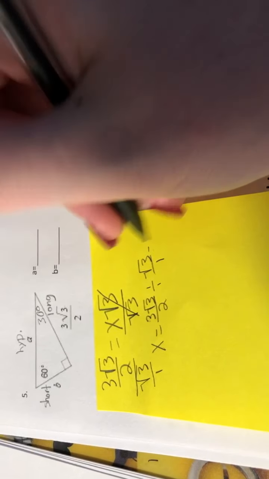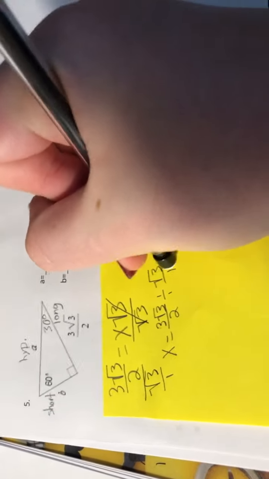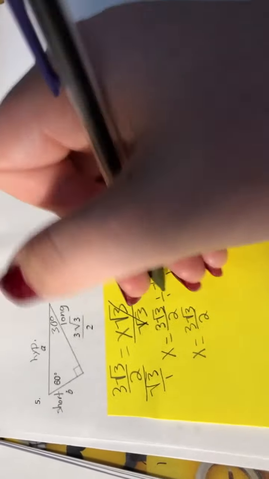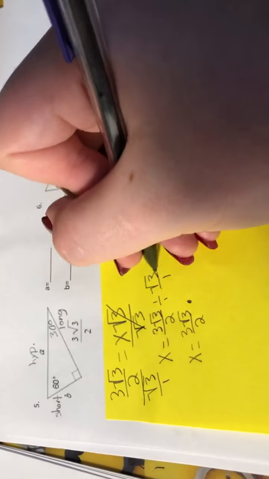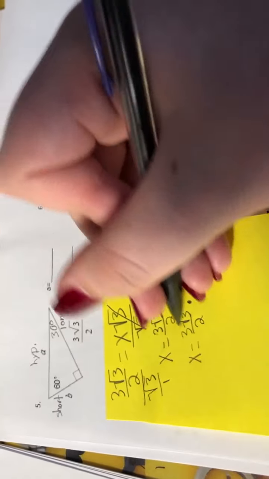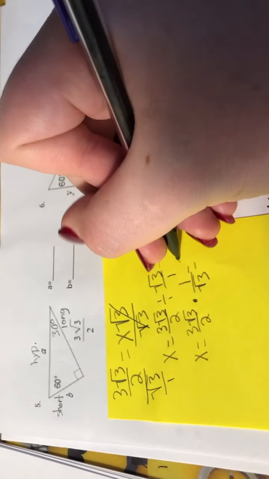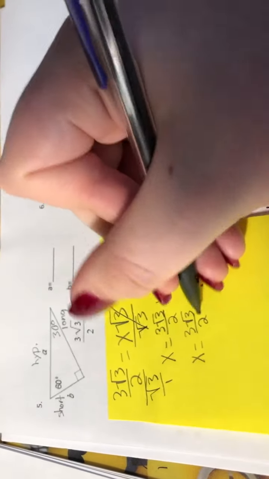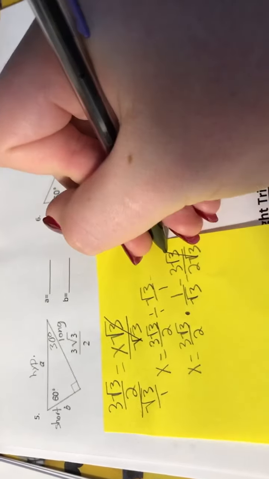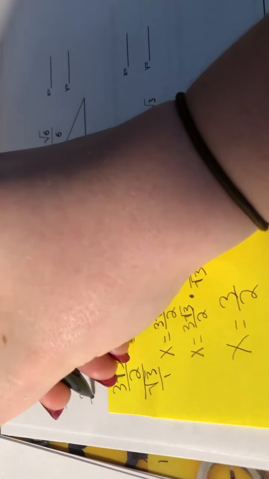Well, I want to figure out what it would look like if I did multiplication instead of division. So I've got x equals, the first fraction is going to stay the same. Now I'm going to change to multiplication. I'm going to flip this fraction, so 1 over the square root of 3. So I've got something multiplied by 1 stays the same. And then in the denominator, I have a 2 times the square root of 3. These two cancel out, so I'm left with 3 over 2 as my x. So my short side is 3 over 2.